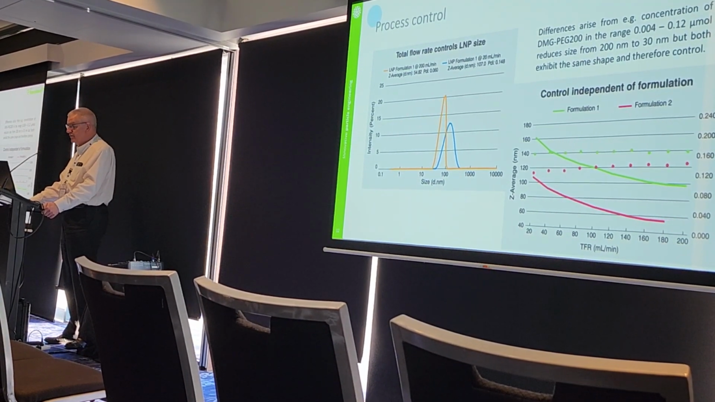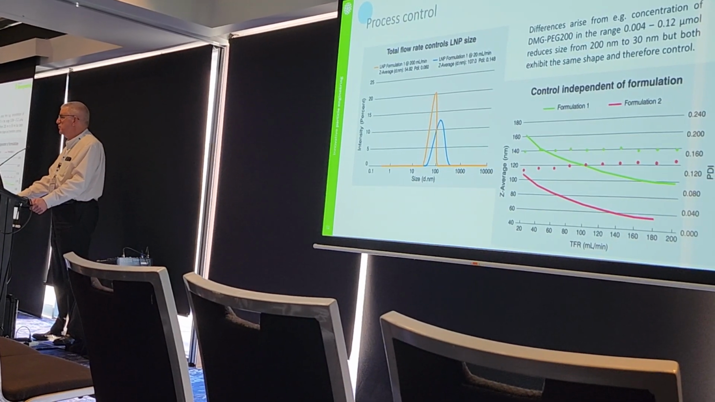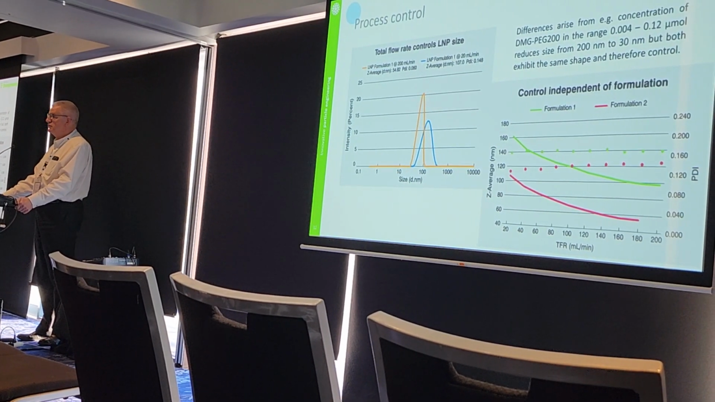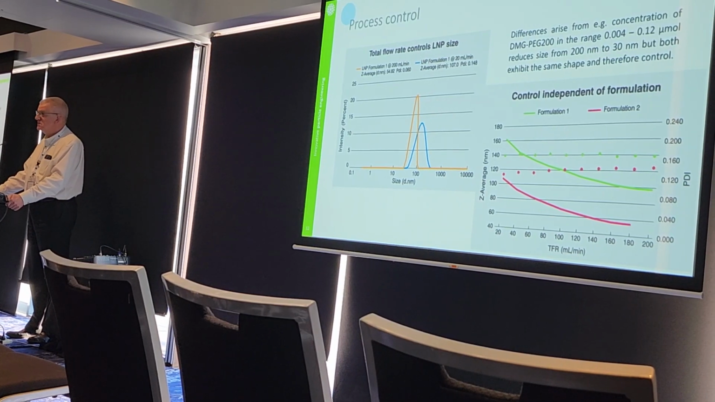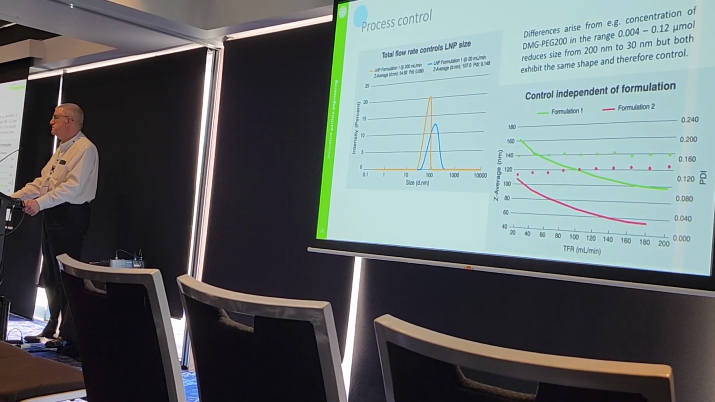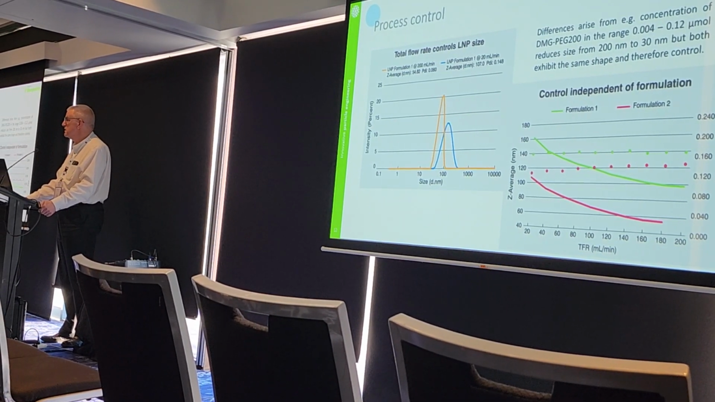So what we have there, the green line and the red line, are purely and simply two different formulations of LNPs, different degrees of pegylation. It so happens in this particular example.